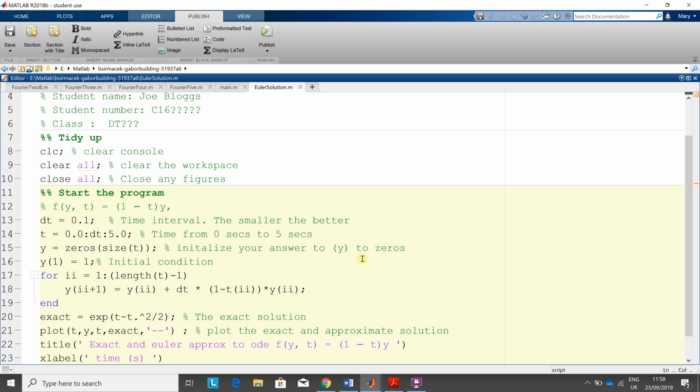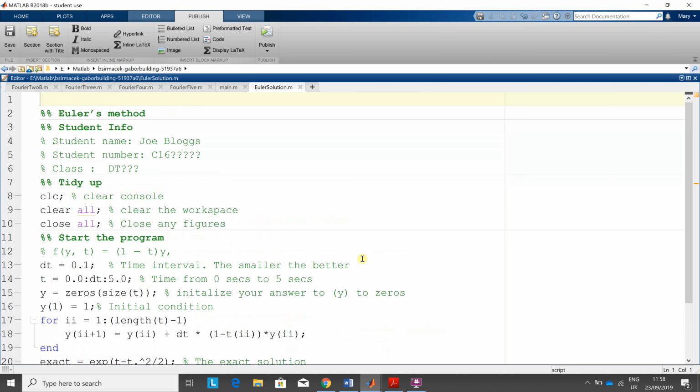So I have it here. This is for my students. I've broken it up into sections with the double percent. The student can put in the appropriate ones there. Tidy up here, another section. Just be careful when you're doing sections that there's a space between the second percent and the text. Another section here. There we go.